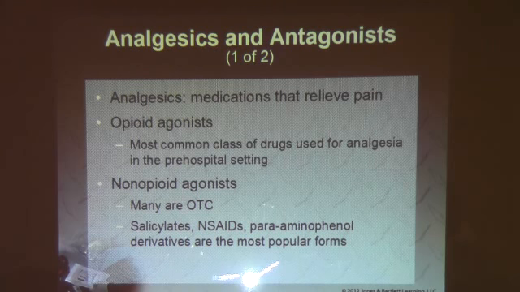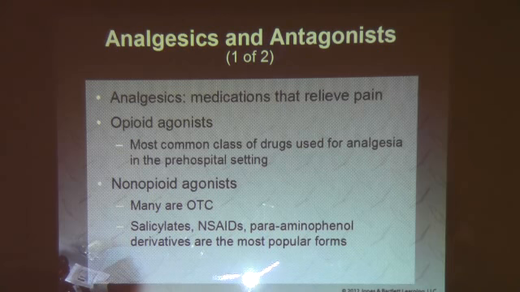Opioid agonists are the most common class of medication used for analgesia in the pre-hospital setting. They're similar to or derived from the opium plant. They bind opiate receptors, which prevents neurons from sending pain signals. They are very potent CNS depressants. Fentanyl, or Sublimaze, and morphine are popular options of opioid agonists in the pre-hospital setting.